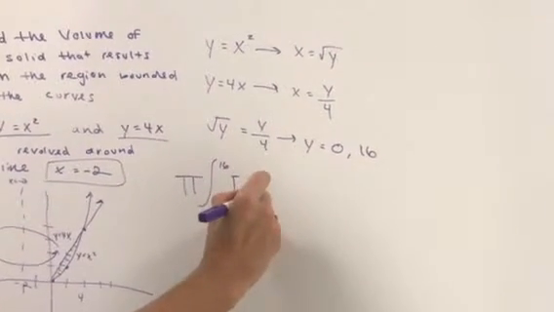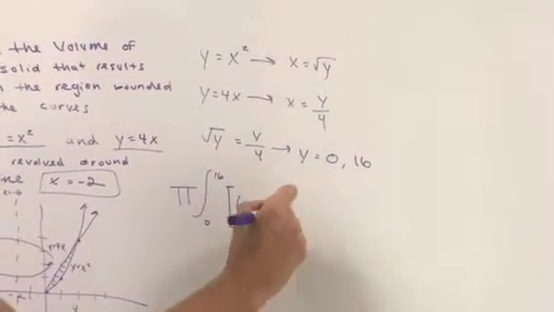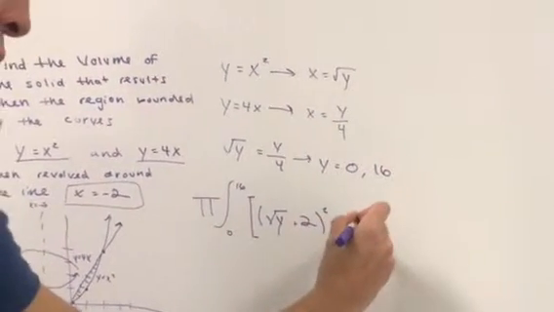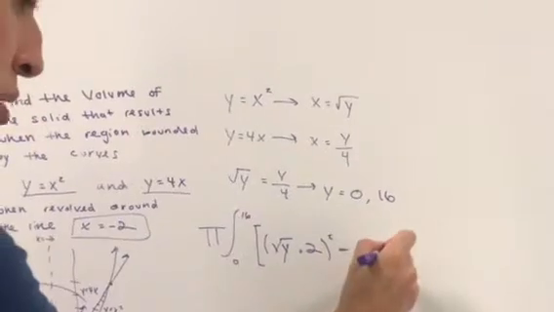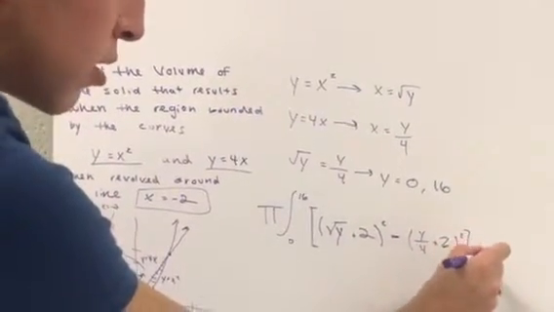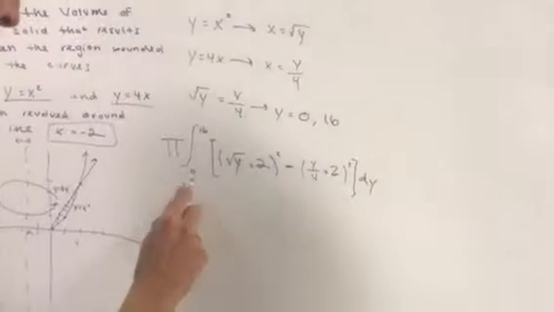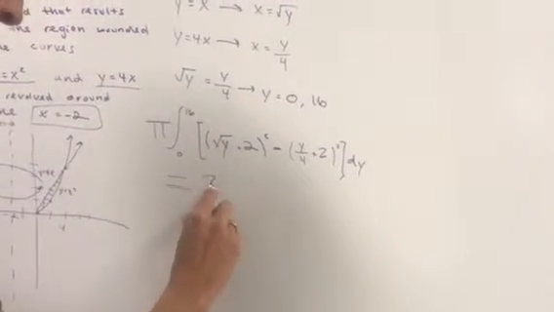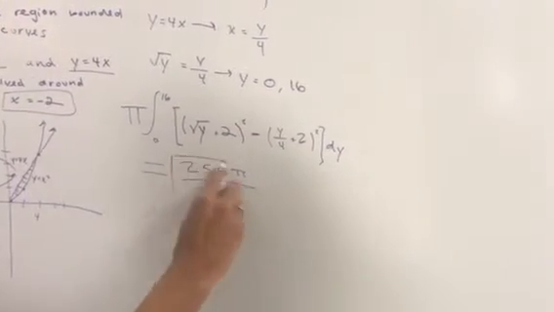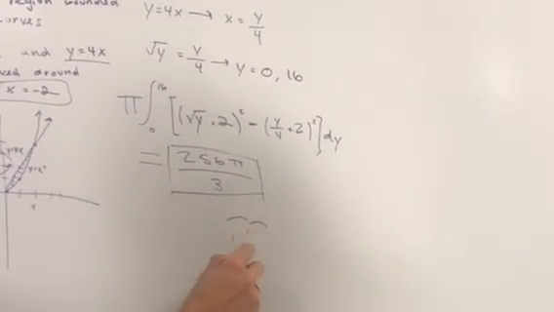Using our formula, we are going to have pi times the integral from 0 to 16 of r out squared minus r in squared. In this case, r out is the square root of y plus 2, to account for the distance between the line x equals -2 and the y-axis, minus y over 4 plus 2, squared, dy. Using rules of integration, the final answer is 256 pi over 3.